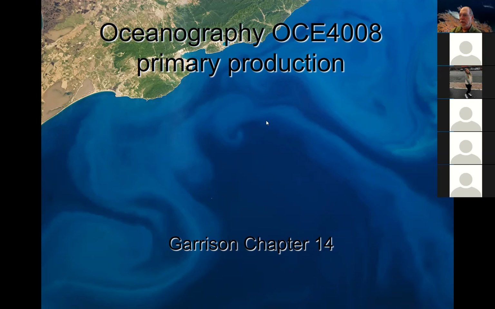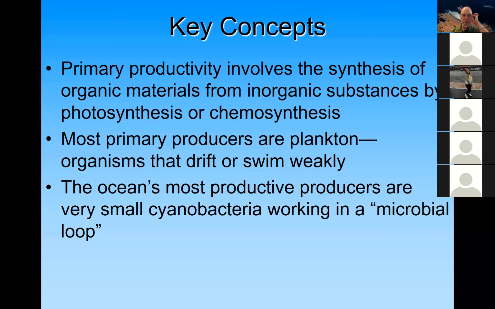production in the ocean. And the key concepts are: primary production is the synthesis of organic material from inorganic substances, principally carbon from carbon dioxide, but also other nutrients. Key nutrients are needed to complete this synthesis.